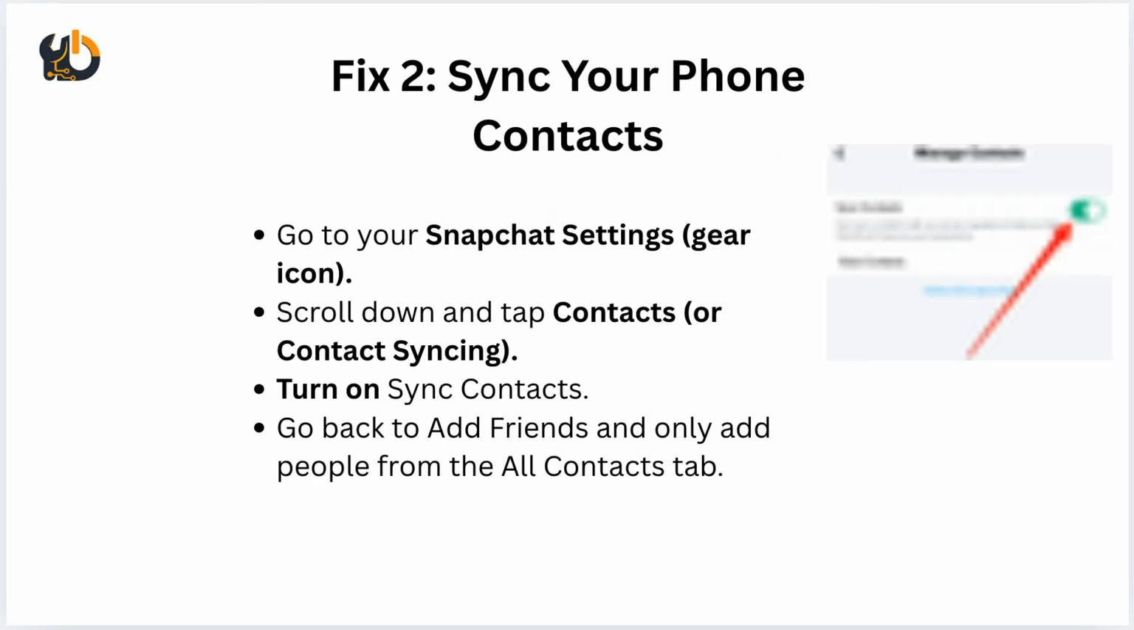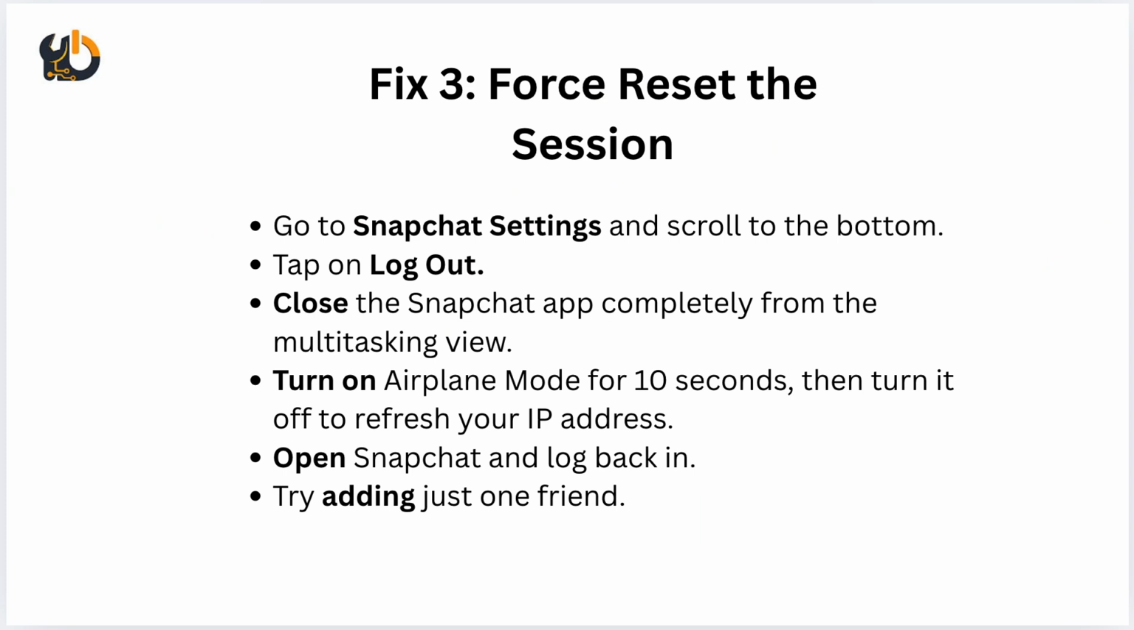Second fix is sync your phone contacts. Go to your Snapchat settings, then scroll down and tap Contacts. Turn on Sync Contacts, then go back to your Add Friend and only add people from the All Contacts tab.